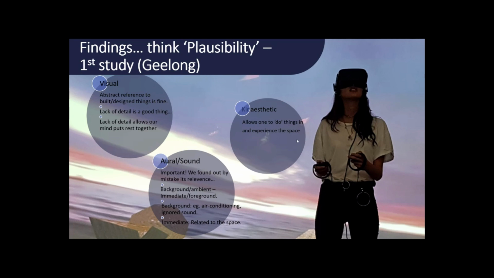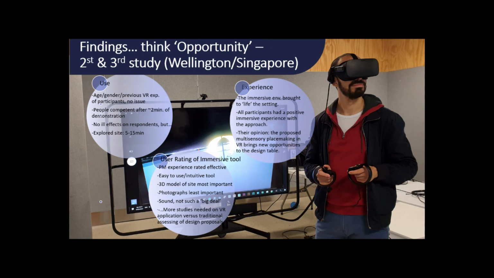With the second study, we were a lot more focused. So this is recreating the work in Wellington, New Zealand, where there was an intervention along that museum hardscape foreshore area. And then in Singapore, the respondents looked at what the students did in Geelong themselves. Again, but this time we had questionnaires, we had tools to help measure the experience.